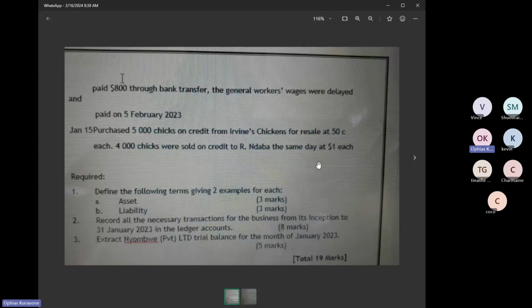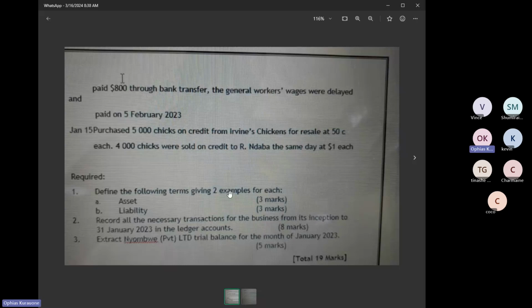So this one we are supposed to prepare a sales account. Then a debtors account, which is Ndaba, because it was sold on credit, it was not by cash, so the bank did not receive anything. Which means that for the purpose of the double entry system, we need to prepare a debtors account, because Ndaba is our debtor. So a debtors account is not paid in cash.